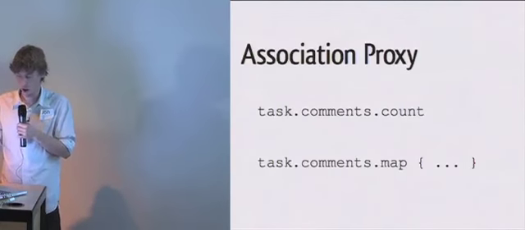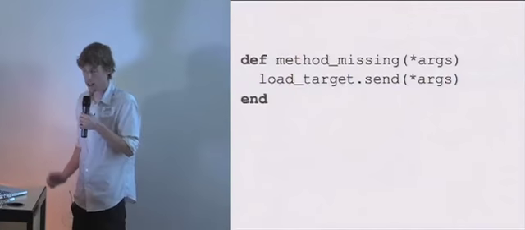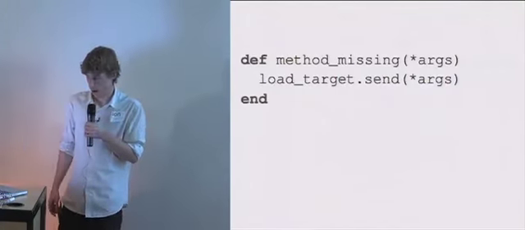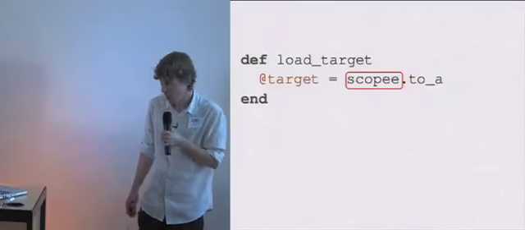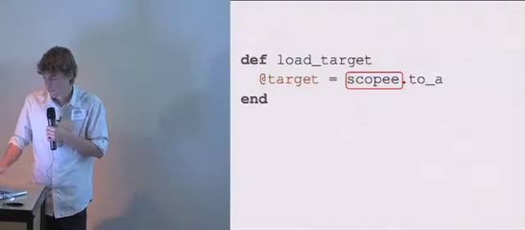So how does this work? Well, it uses our old friend method_missing. A method_missing does something like this. So it loads up the target, being that list of records, and then just sends the method on that list of records. So here's an example of the load_target method. It looks something like this. Basically it gets a scope and turns it into an array. So that goes off to the database. But sadly, I've made a typo here. It happens to the best of us. And so what's going to happen?